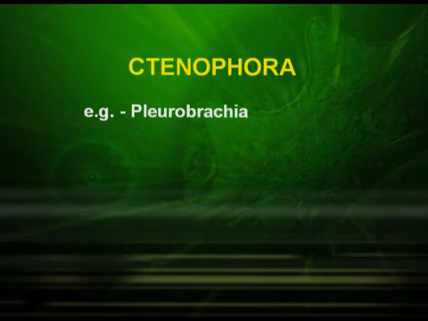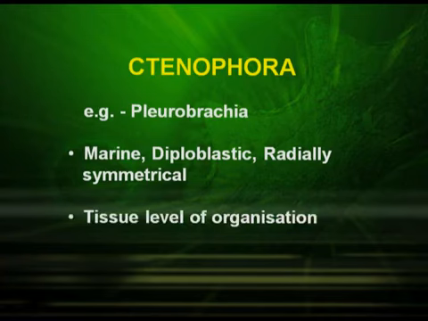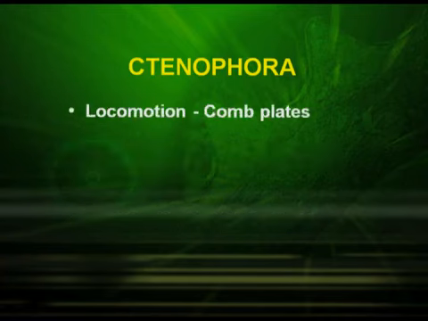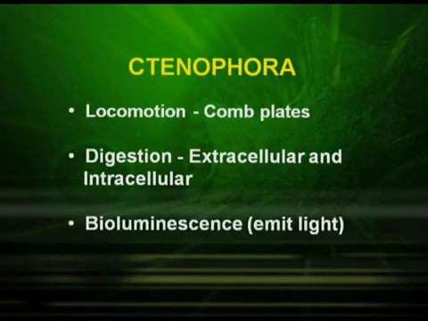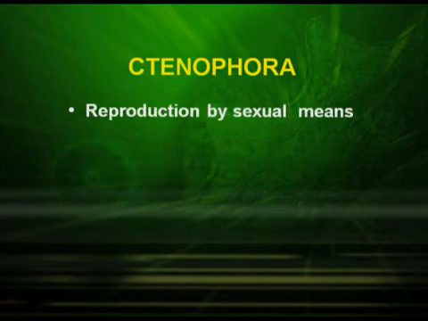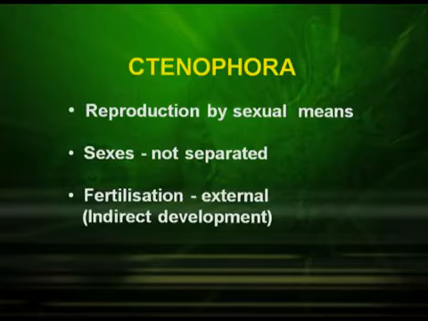Phylum Ctenophora. Pleurobrachia is included in this. They are marine, diploblastic animals with radial symmetry. They have the tissue level of organization and the locomotion is by comb plates. Digestion is extracellular as well as intracellular. They have the property of emitting light and this particular property is known as bioluminescence. Reproduction is by sexual means. The sexes are not separated and fertilization is external.